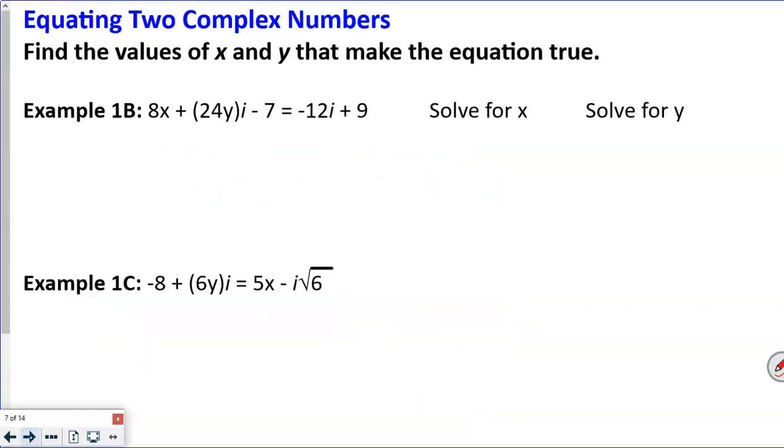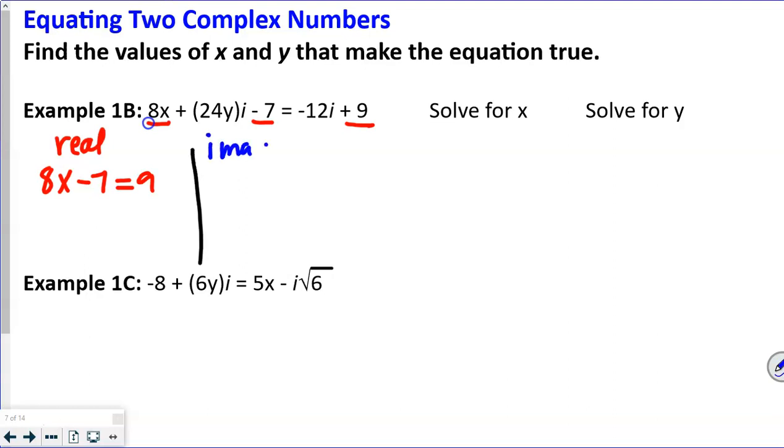So here's the next one. Again, we're going to put the real parts with the real parts and the imaginary parts with the imaginary parts, okay? That's real, and that's real. Y'all see that? So we have real parts over here. We're going to do 8x minus 7 equals 9. I'm going to put a little wall here, and we're going to do the imaginary over here. Now it says solve for x and y over there on the right, but I'm going to do it over here. No big deal, okay? So again, we have our imaginary part, 24yi, and that's equal to negative 12i, okay?